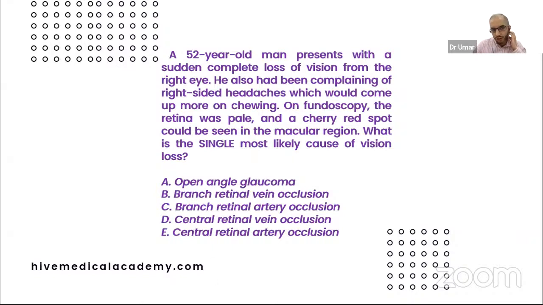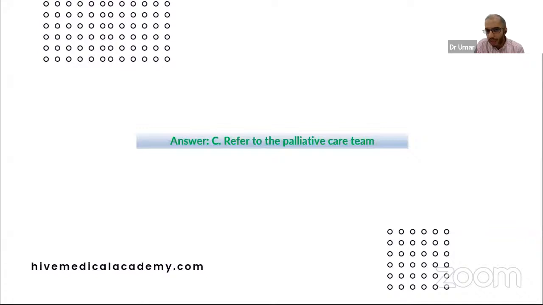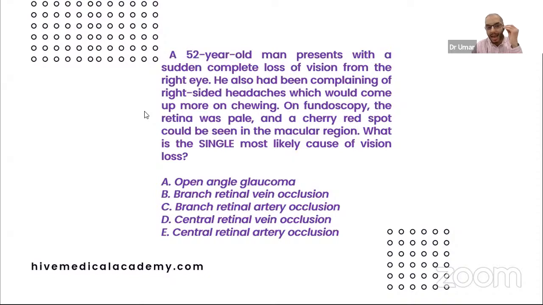So there's a couple of things we can discuss here. The first is you either need to know what the retinal features of central retinal artery occlusion are, or you need to know that central retinal artery occlusion can be a consequence of giant cell arthritis. And so, whichever way you get to the answer, it doesn't really matter. You either need to know the features of central retinal artery occlusion, or you need to know that it can be a consequence of giant cell arthritis.